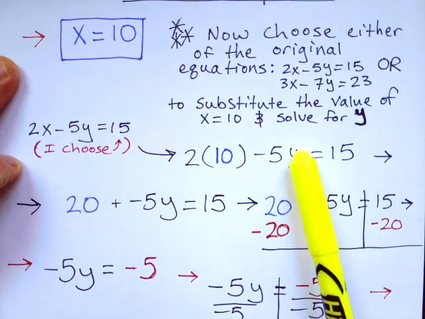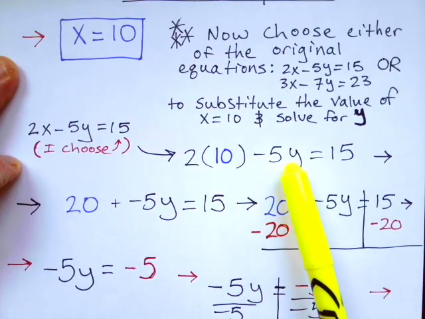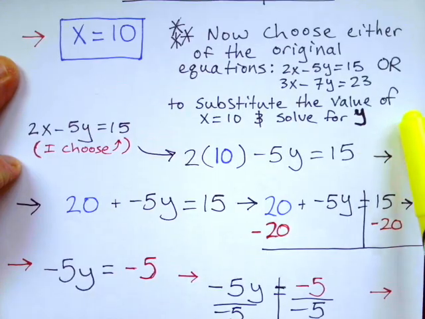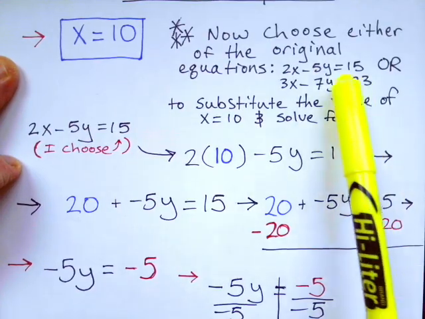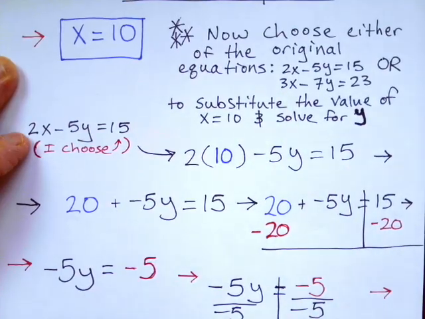Now I've got to check my answer. 20 minus 5 equals 15. Does 15 equal 15? Yes, that checks out. But I'm not done. I still have to check both x and y values in the other equation.